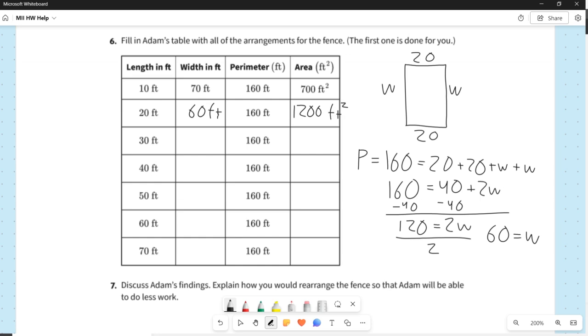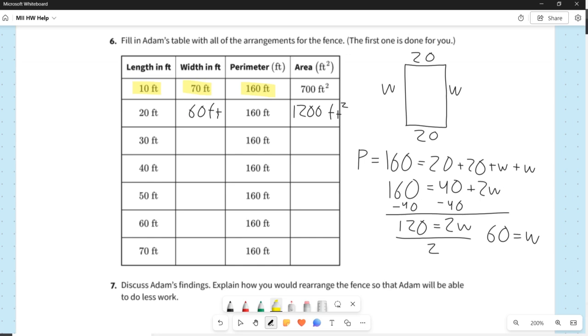All right. Now, for 30 feet, we could very easily do what we just did and sort of redraw the picture and get an equation and solve it and do all that again. But there's got to be an easier way of doing this. Notice that in the first example, when our length was 10, our width was 70. 10 plus 70 is 80, which just so happens to be half of the perimeter.